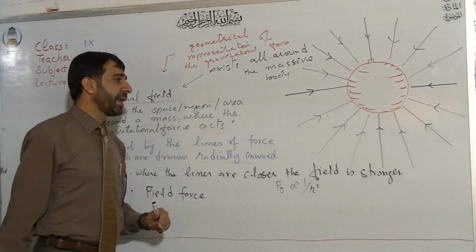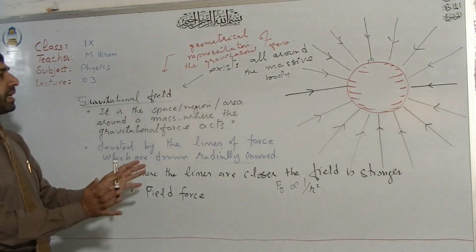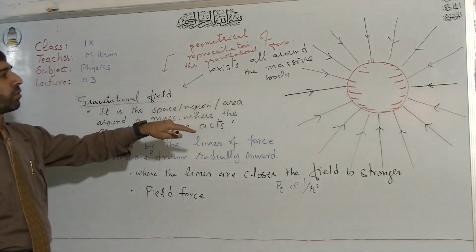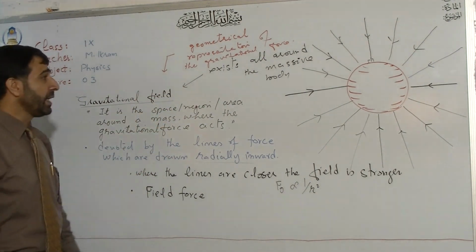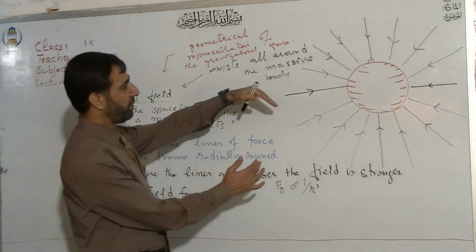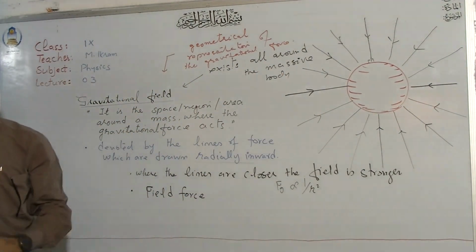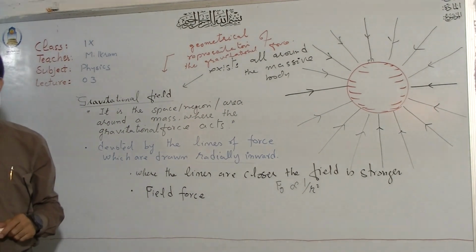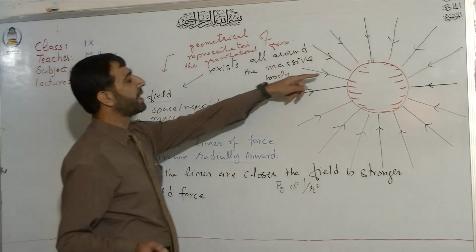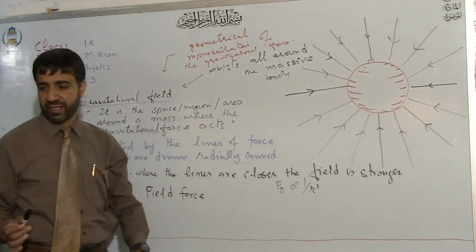Second, the gravitational field lines are imaginary lines which indicate the gravitational field around any mass of objects. Where these lines are closer, the field will be stronger. Where they are far apart, the field will become weaker. And what does this mean? This means that the gravitational force decreases with increase in distance. As you move away from the body, the gravitational force decreases.